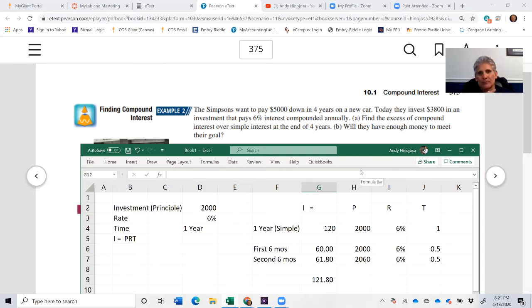So to review, the Simpsons want to have $5,000 down 4 years from now. They put away $3,800 into an investment that pays 6% interest compounded annually.